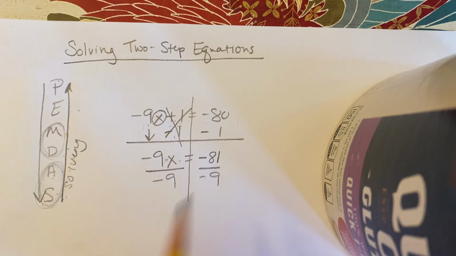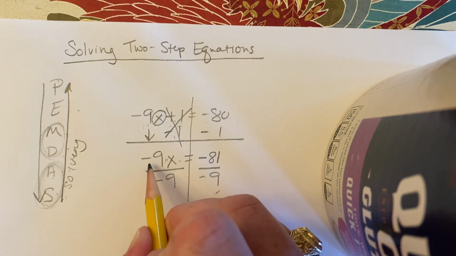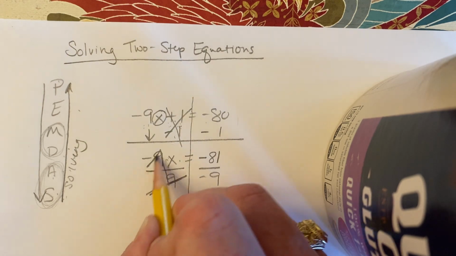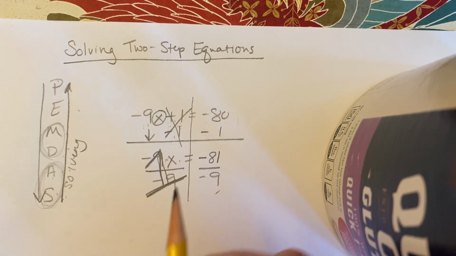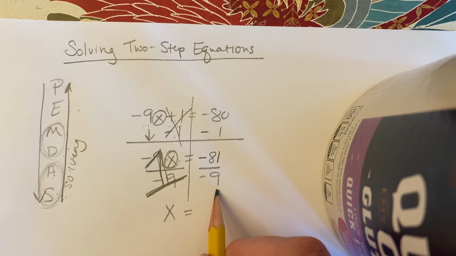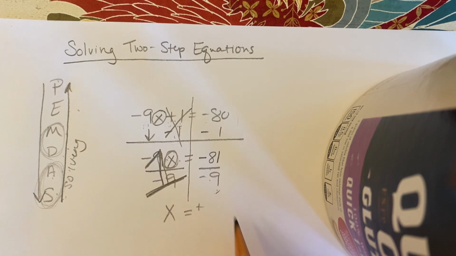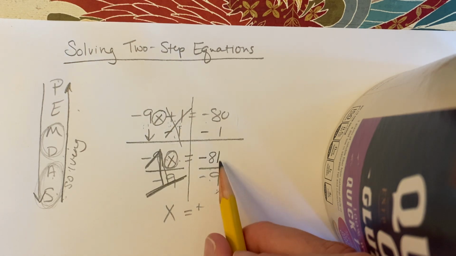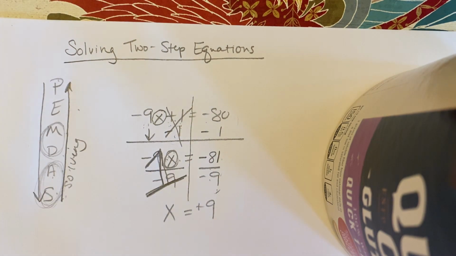Divide by that negative 9. And what I do to one side, I do to the other. Again, here's my power 1 that I've been looking for. There's my power 1. And that allows me to say I've only got one x left. I can drop that x. Negative 81 divided by negative 9. A negative divided by a negative is going to be a positive. How much? Well, 9 will go into 81 9 times. So my answer is x equals positive 9.